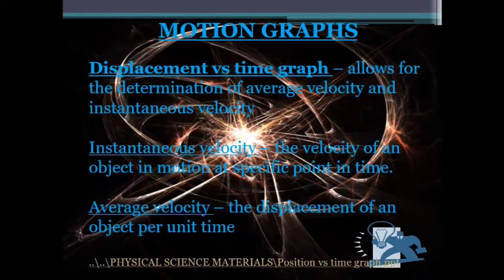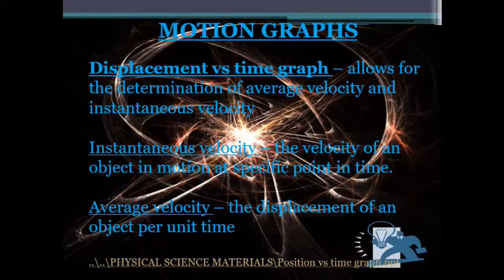When we say displacement versus time graph, it allows for the determination of average velocity and instantaneous velocity. When we say instantaneous velocity, it refers to the velocity of an object in motion at specific point in time. And when we say average velocity, it refers to the displacement of an object per unit of time.